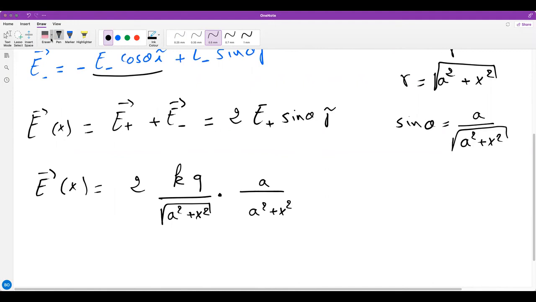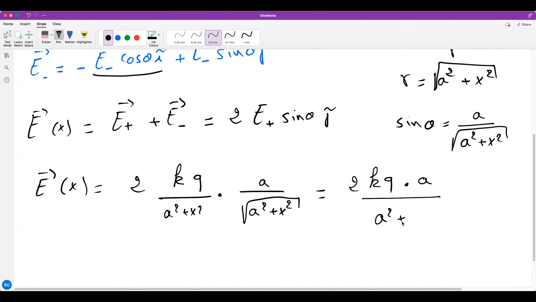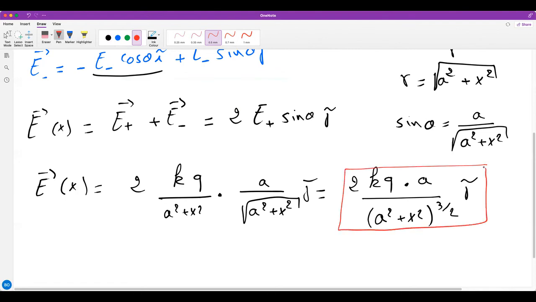Well, we can also do this. So here it should be A squared plus x squared, just to be consistent. And this will give me 2KQA times, of course, A squared plus x squared to the power of 3/2 in the denominator. This is along J, so the components are along J. This is the final electric field at that point x.